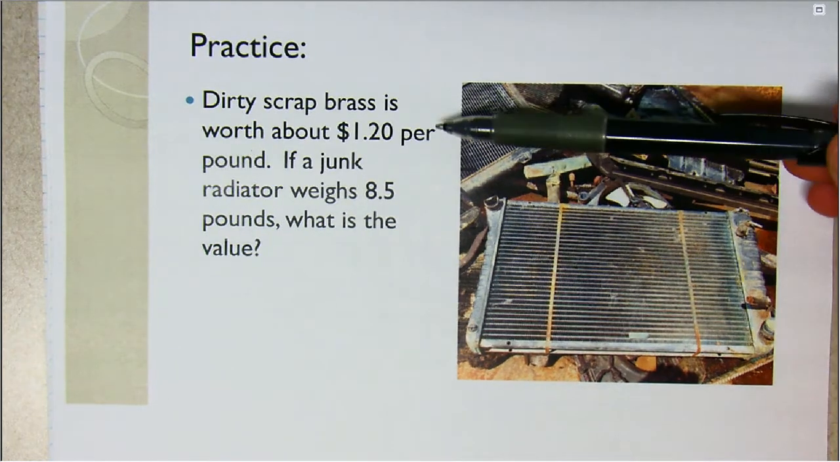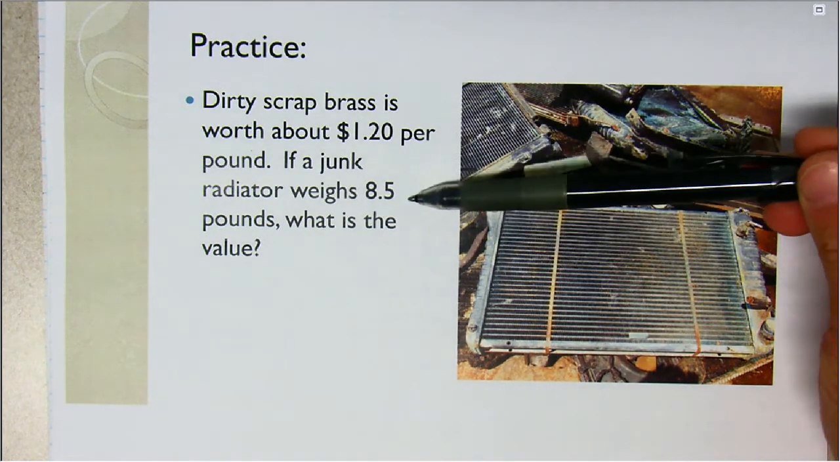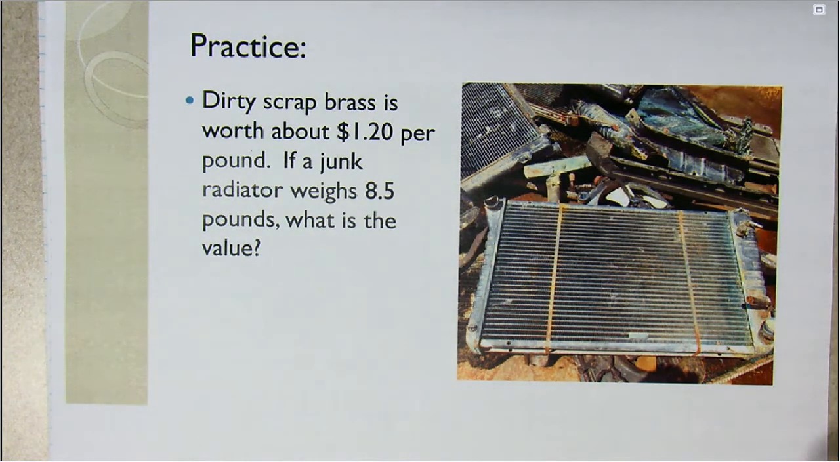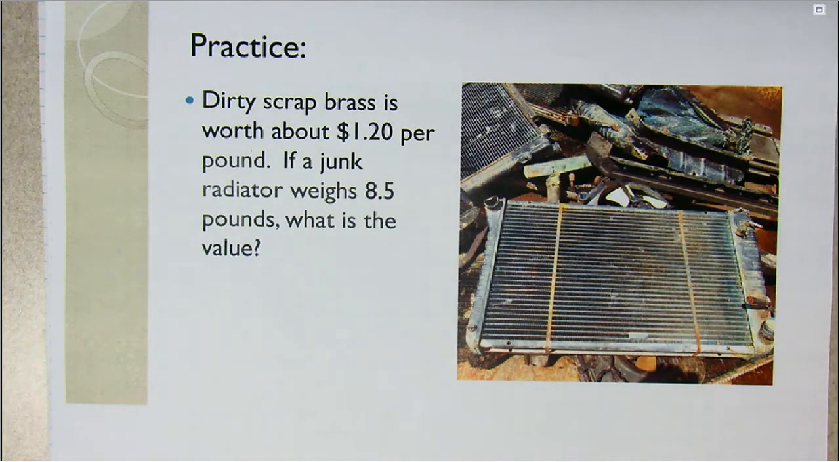Dirty scrap brass is worth about $1.20 per pound right now. If you've got a junky old radiator that weighs 8.5 pounds, what's the value of that scrap radiator? Take a minute and multiply 8.5 pounds times $1.20 per pound and unpause to see if you get the right solution.